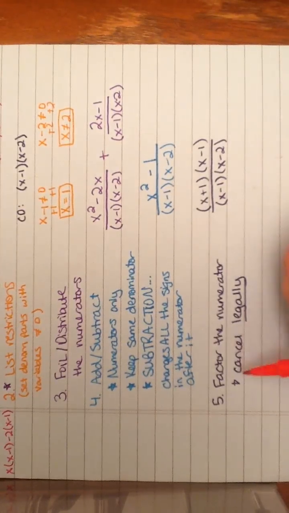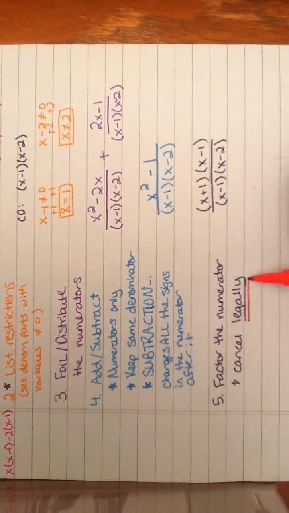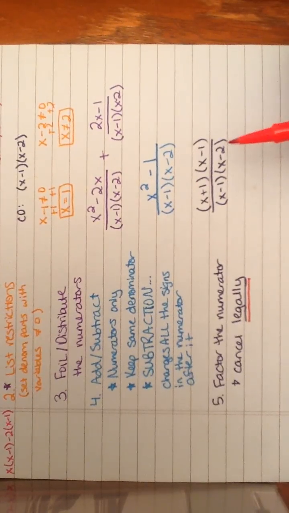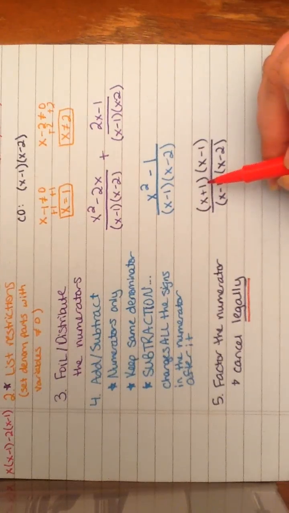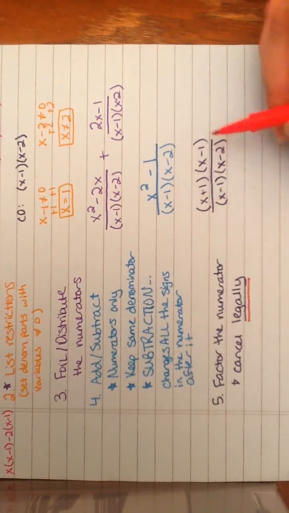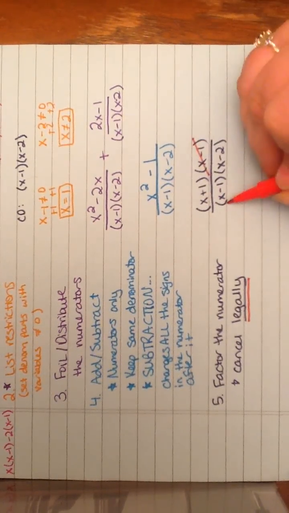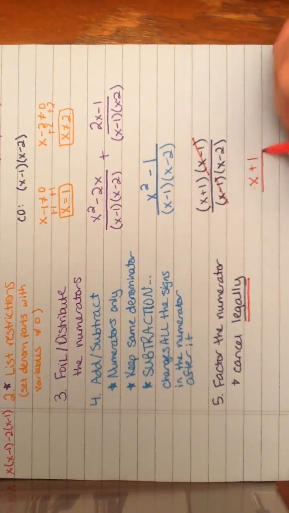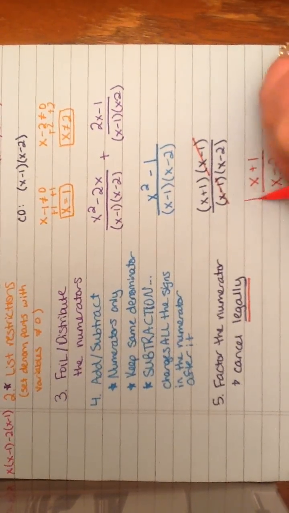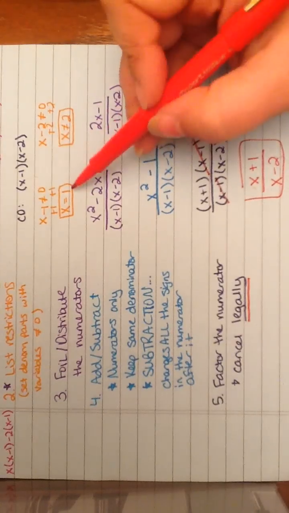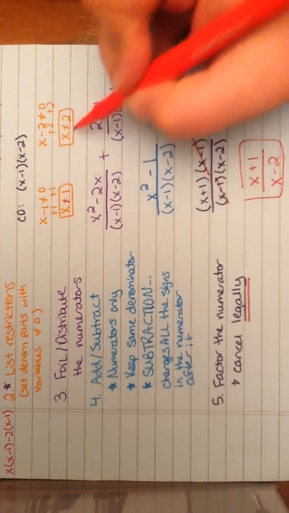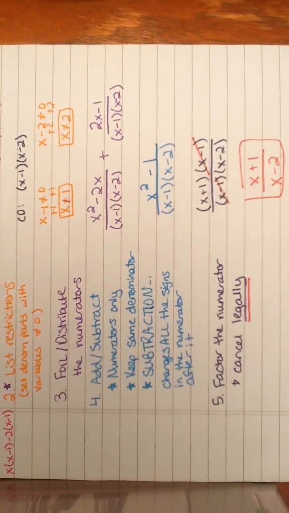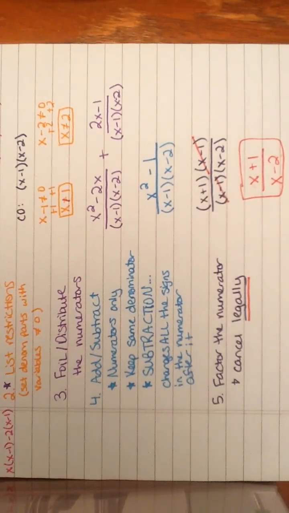So the last thing is to cancel legally. Remember, to cancel anything, it has to have the same variable and the same everything else. So this x plus 1 can only cancel another x plus 1. So I have an x minus 1 that can cancel this x minus 1. And my final answer is x plus 1 divided by x minus 2. And also my restrictions: x cannot equal 1 and x cannot equal 2. So all three of those things are your answers.